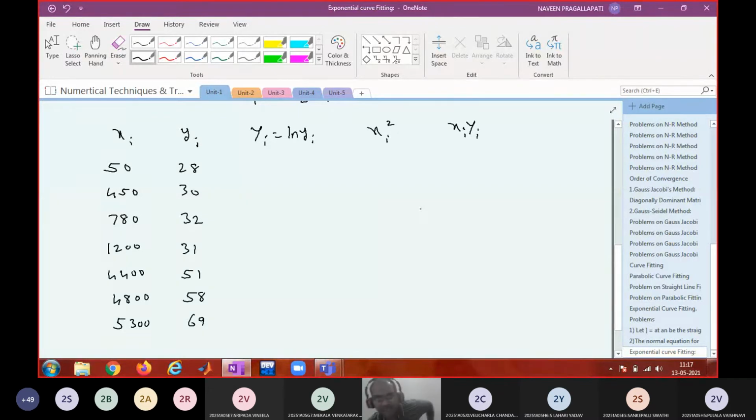Can you please tell me one by one what is ln 28? I'll note down. ln 28. 3.3322. Round off to 4 decimals. ln 30. 3.4012. ln 32. 3.4657.